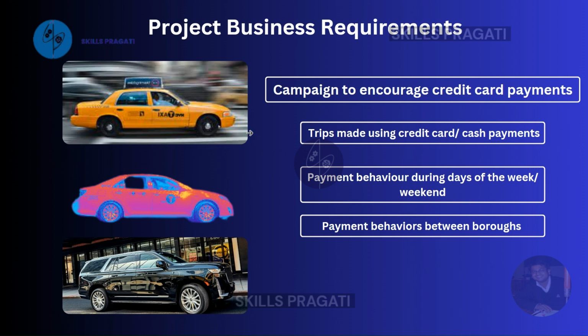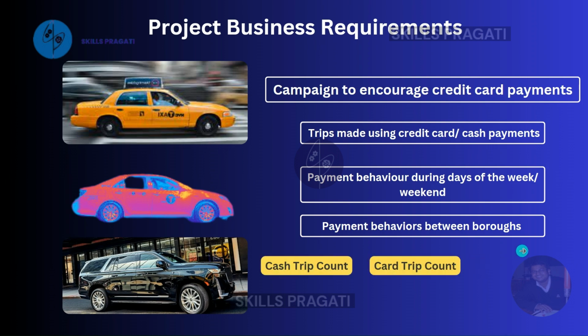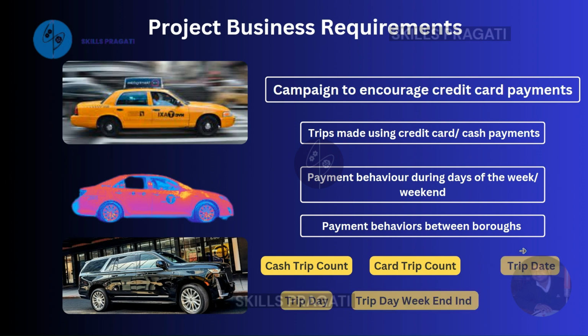Let's start by identifying the data items required in our gold table first. Let's start with the business requirements. For the first requirement, we need to calculate the trips for which the payments are made by cash as well as card. Let's call these two data items cash trip count and card trip count. For the second requirement, we need to have the trip day, that is the day of the week in which the trip was made. For example, Monday, Tuesday, etc., so that we can run campaigns on the days most in need.